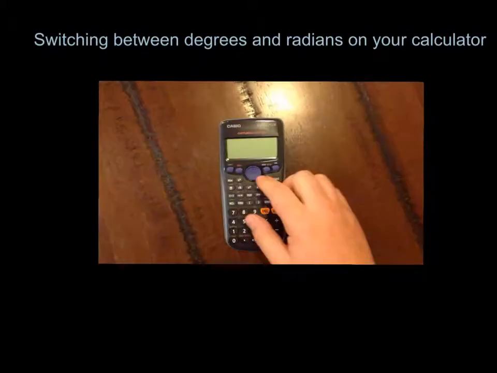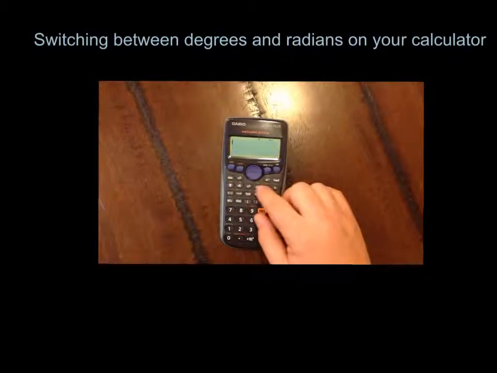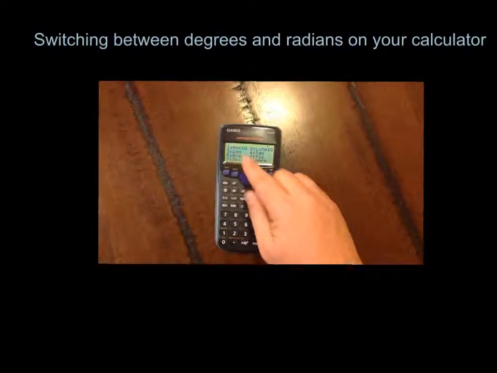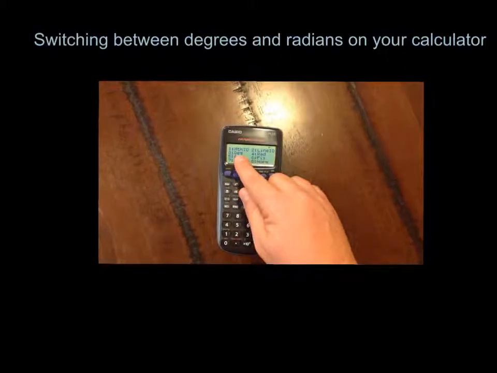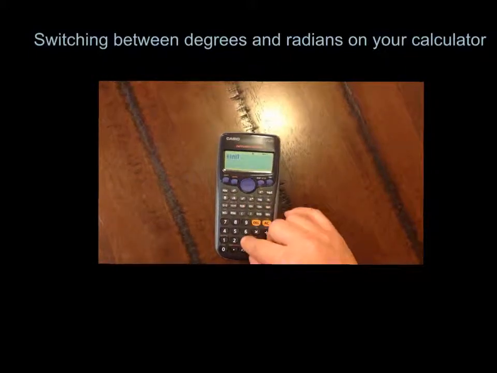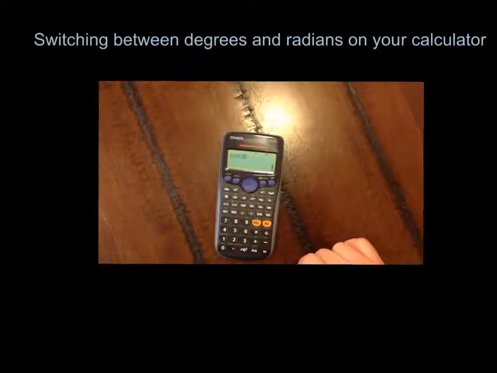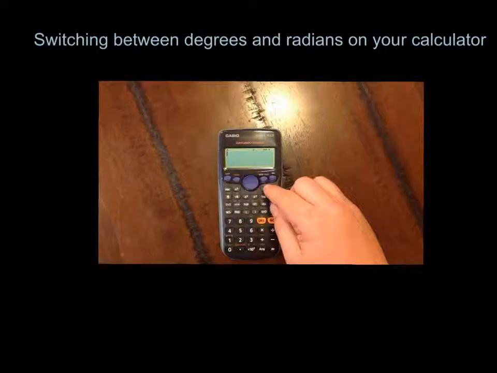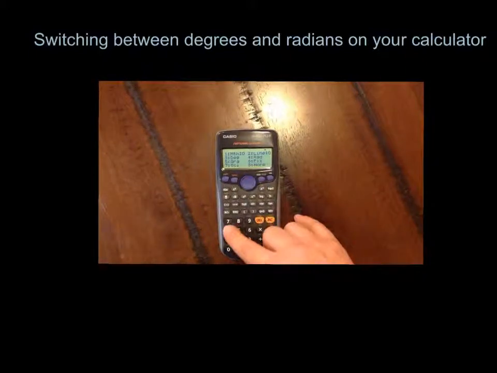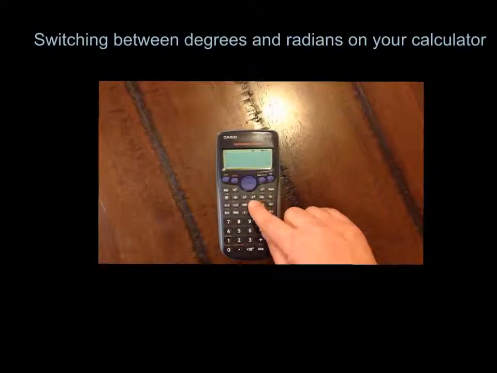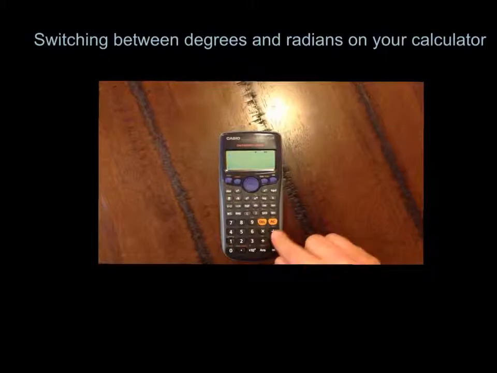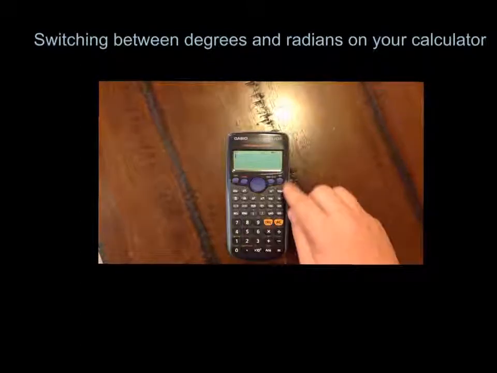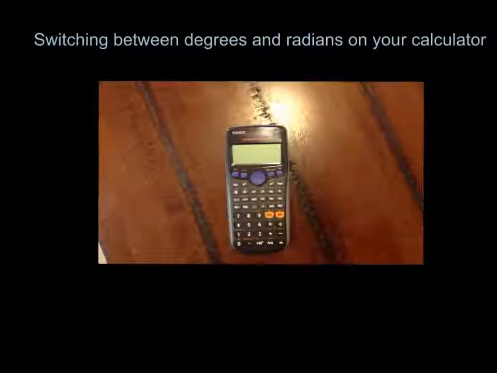If you click Shift, Setup, and pull up that menu, select 3 to put into degrees, and then if you do sine of 30, that'll give you a half. So sine of 30 in degrees is a half. If we go back to that menu, Shift, Setup, select 4 to put into radians, and sine of 30 will give you negative 0.988, to 3 significant figures. So that's how you switch between degrees and radians.